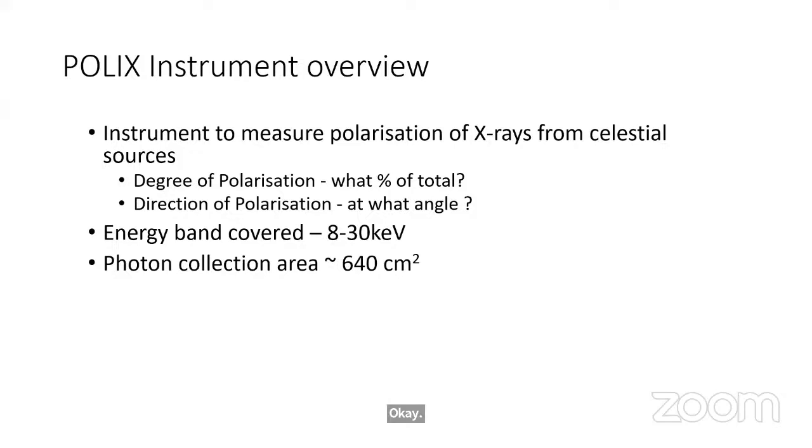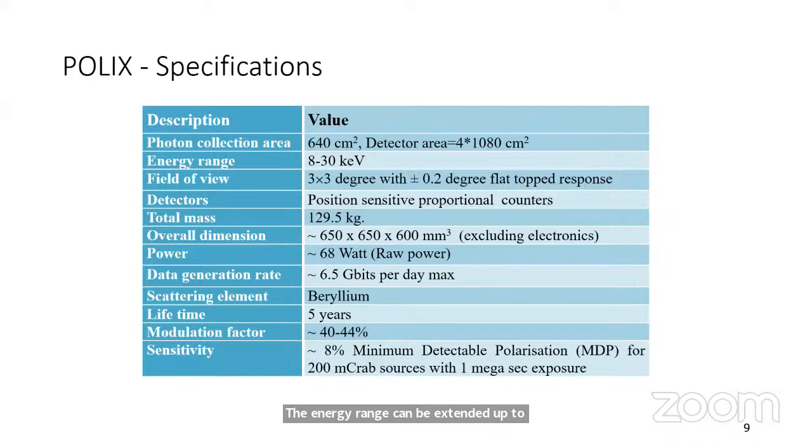Coming to the POLIX instrument overview. This instrument is to measure polarization, where we are going to get the degree and direction of polarization. The energy band, as I said, is between 8 to 30 kilo electron volt. I'll explain what the photon collection area is in the next couple of slides. For very bright sources, the energy range can be extended up to 50 kilo electron volt. And these are some POLIX specifications.